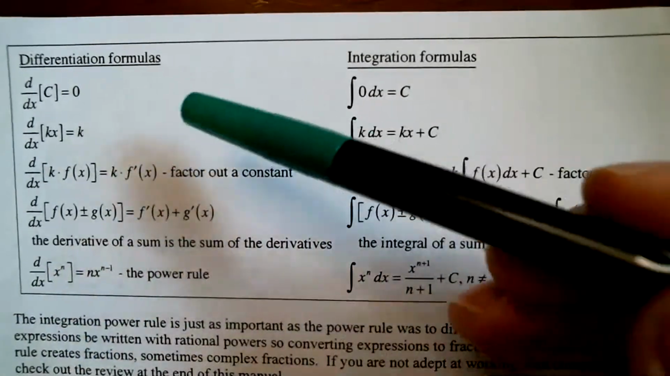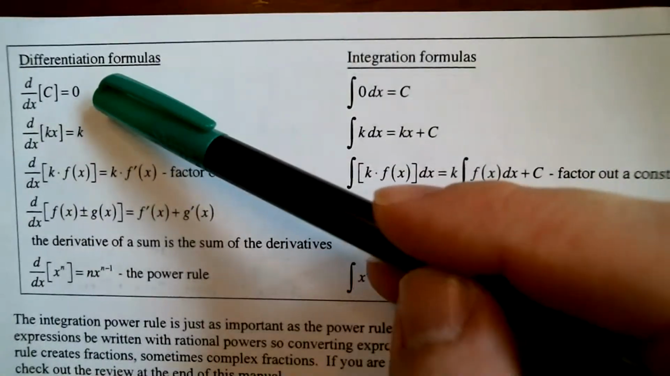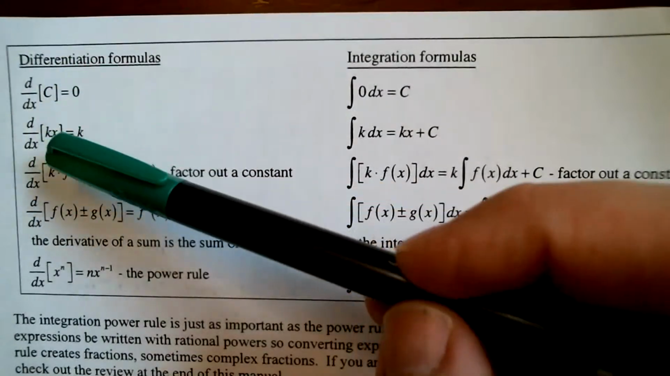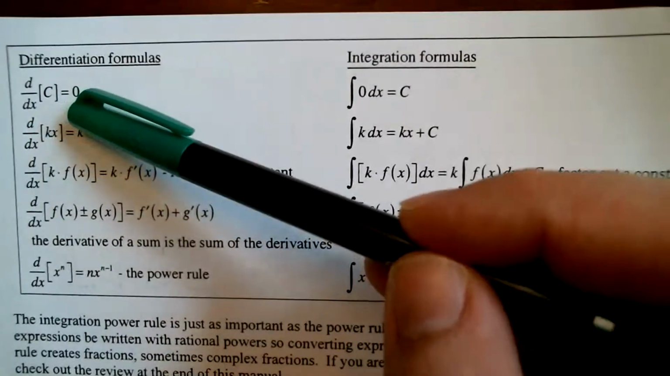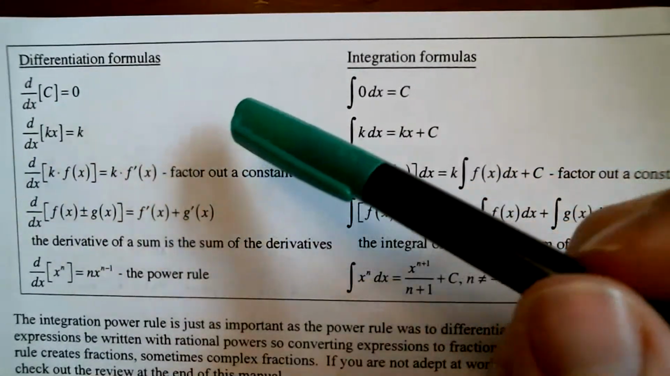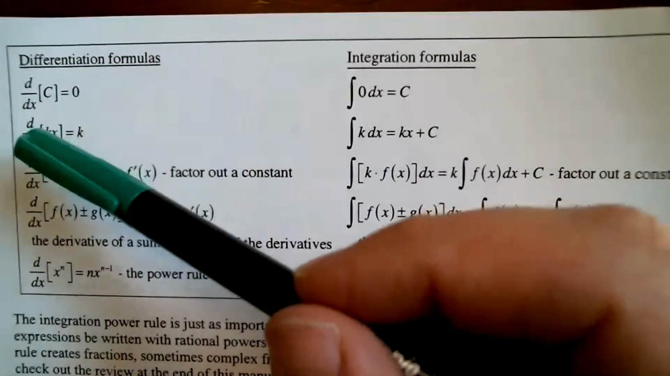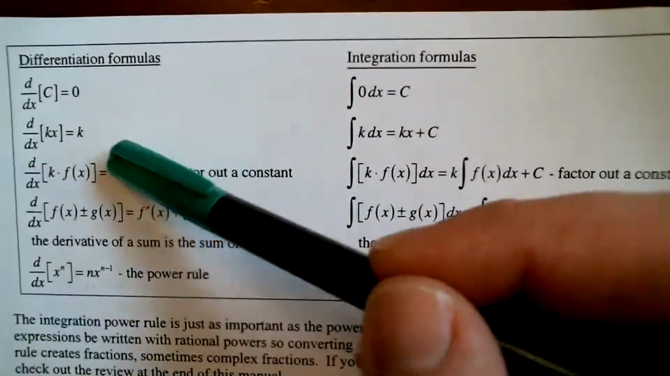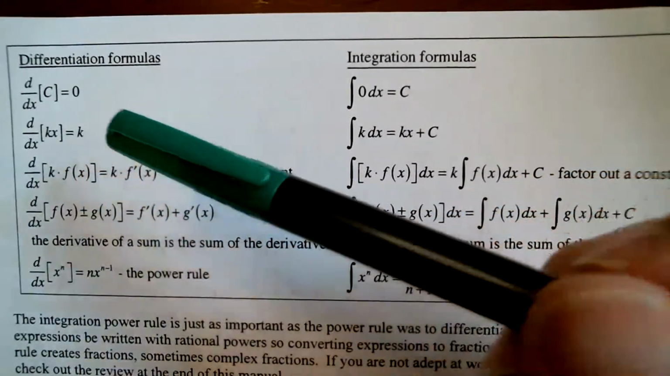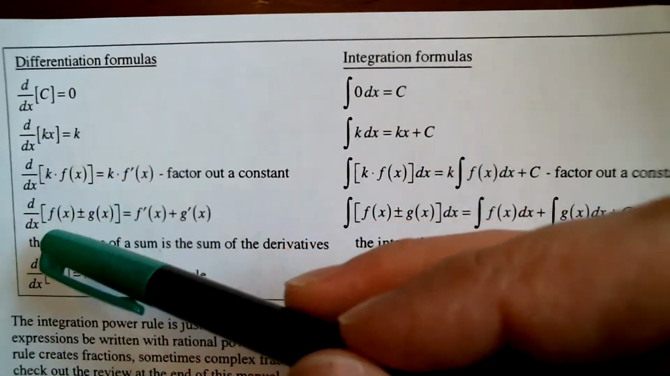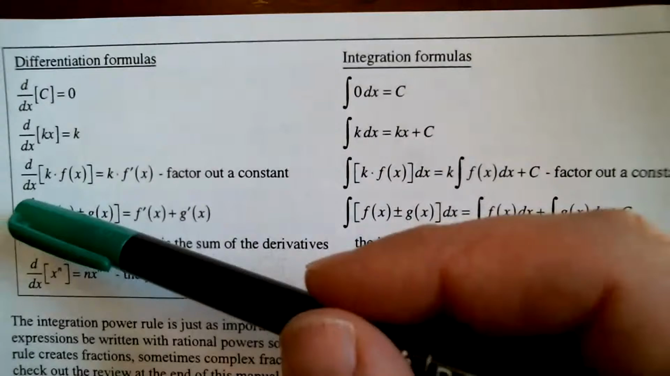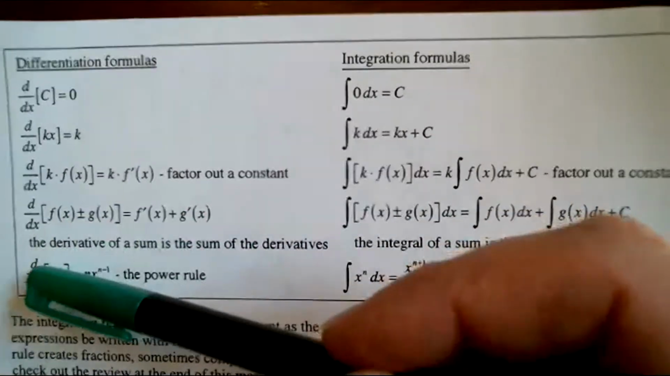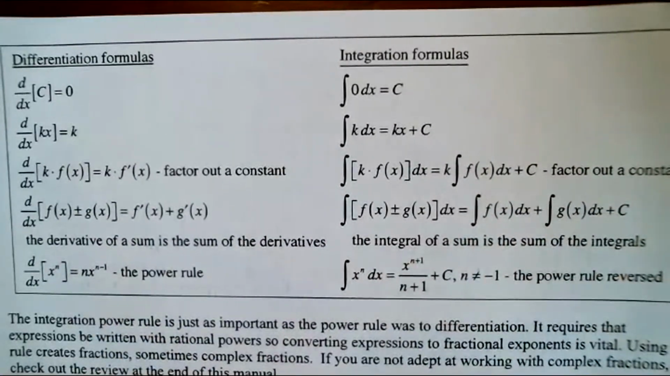These are our differentiation formulas, which we know. The derivative of a constant is 0. The derivative of kx is just k. And then you have a constant. If you have a constant times a function, you can always factor out the constant, take the derivative of the function, and put the constant back in at the end. If you're adding or subtracting, just take the derivative of f of x and g of x. And then we know about the power rule as well.